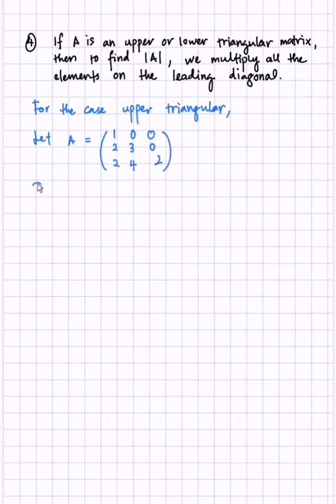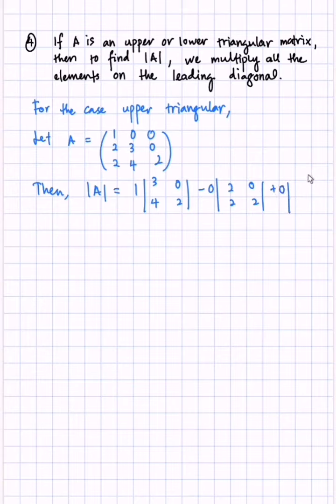Okay, then determinant of A sama dengan 1, 3, 4, 0, 2 tolak 0, 2, 2, 0, 2 tambah 0, 2, 3, 2, 4. Okay, dia adalah sama dengan, ini dia akan jadi 0. Okay, jadi kita tinggal 3, 4, 0, 2 saja. Jadi dia akan dapat 3 darab 2 tolak 0 kali 4, sama dengan 6.